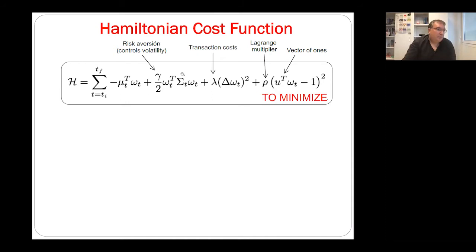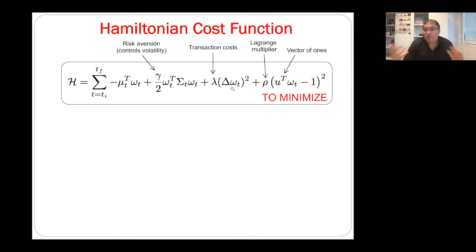Now we have here the risk. There is a parameter here, gamma, that we call risk aversion, and it controls the volatility of the final portfolio, of the trajectory that we find. We can tune the volatility by tuning this parameter. The larger gamma, the larger the volatility.